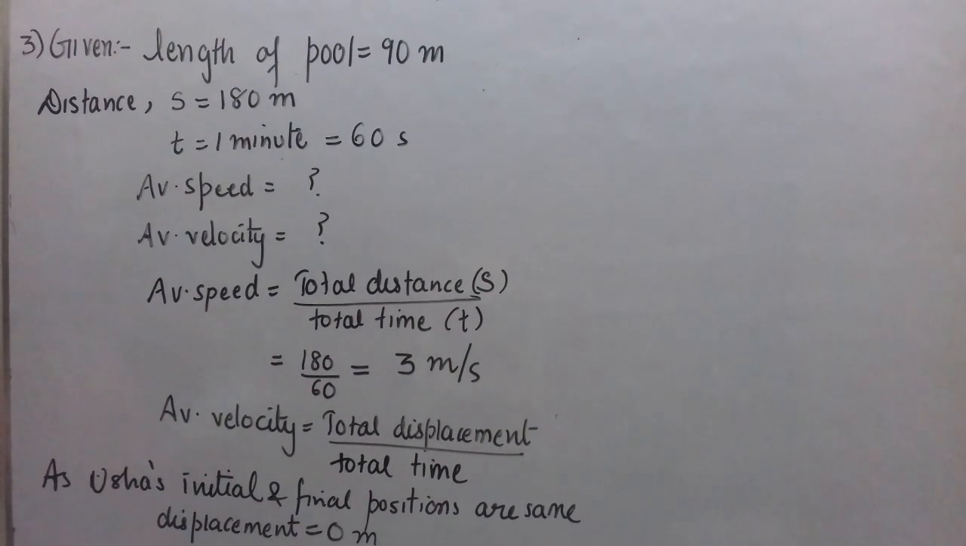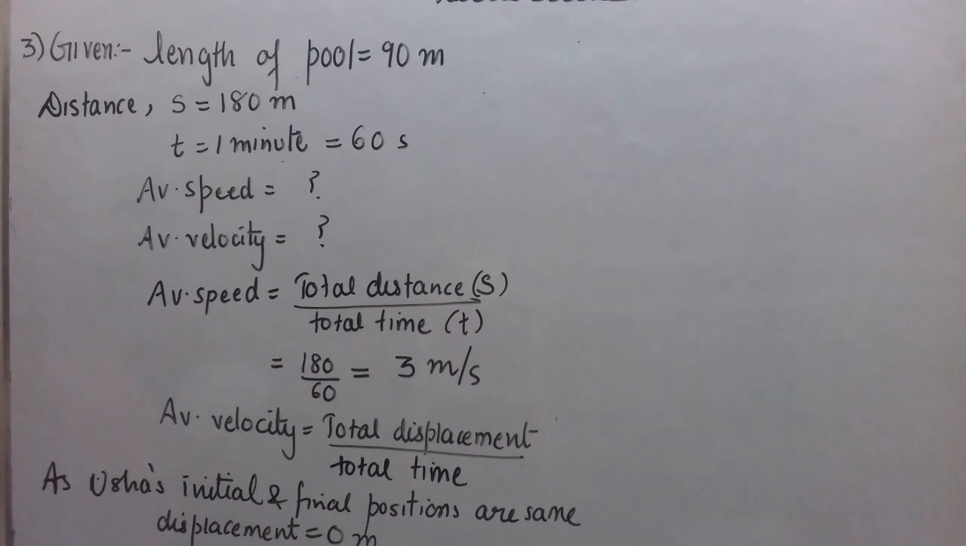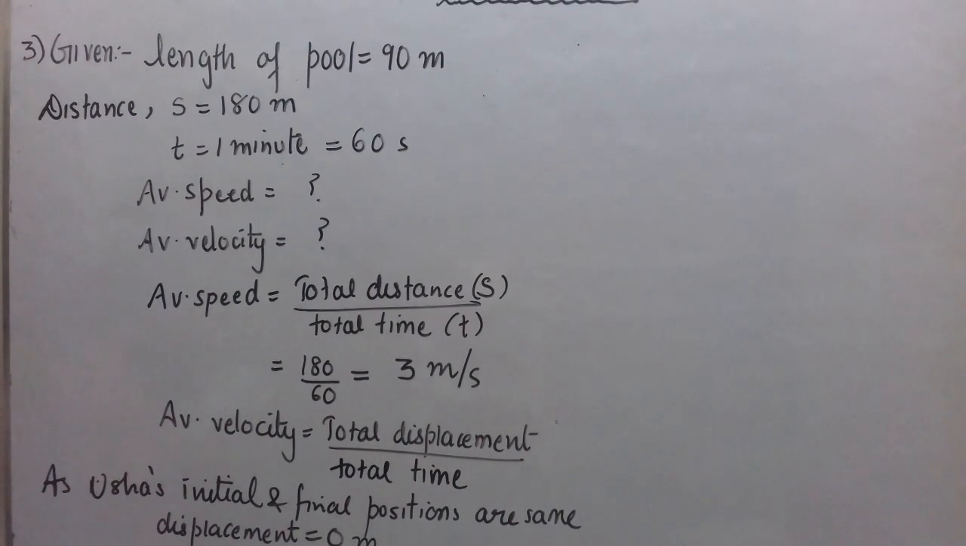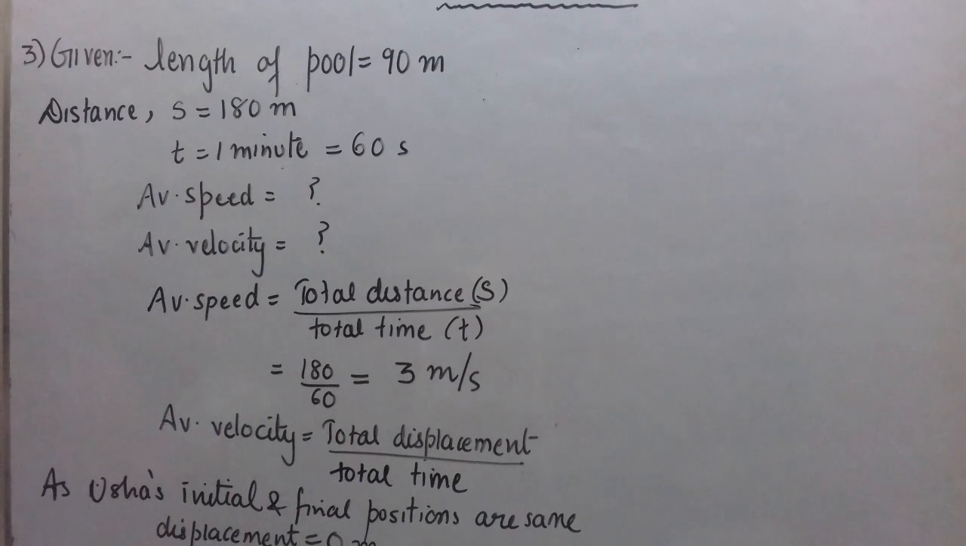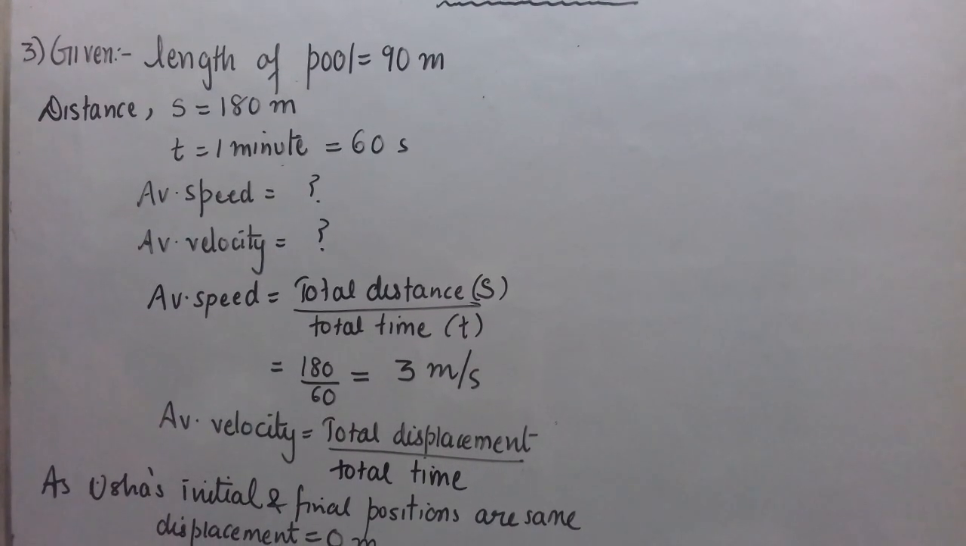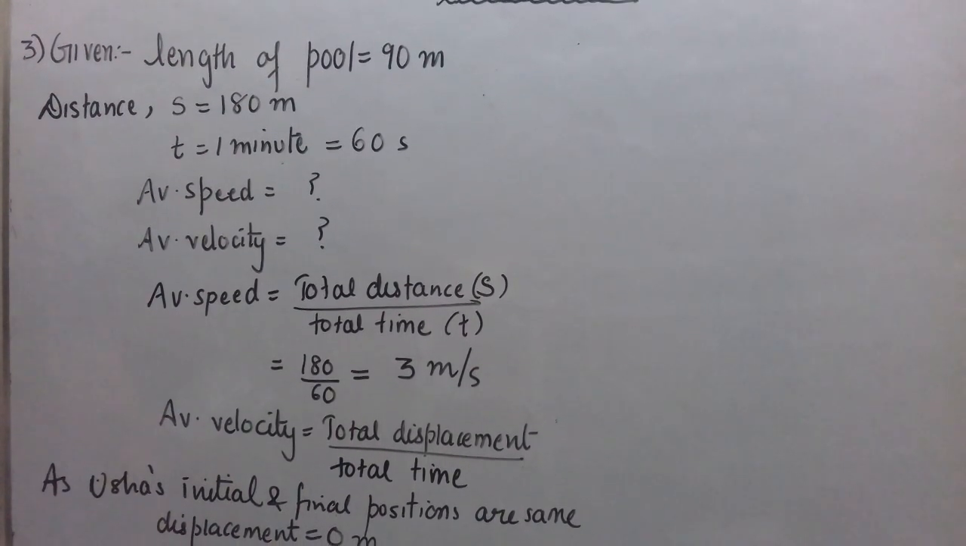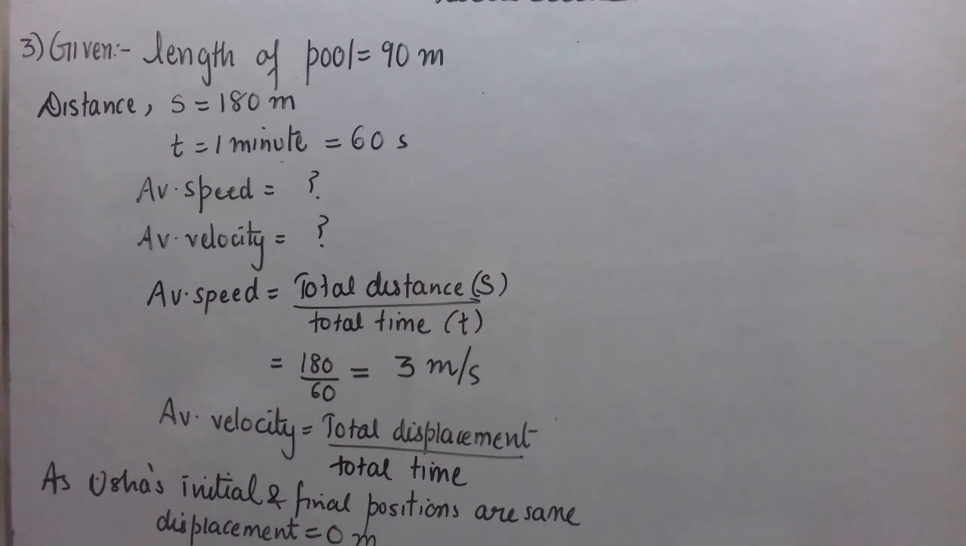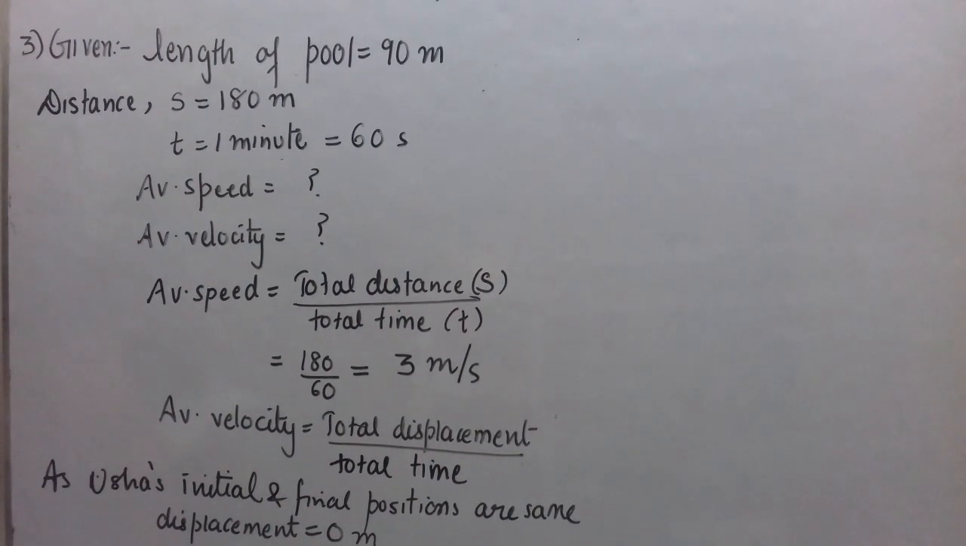Now the third numerical is: Usha swims in a 90 meter long pool. She covers 180 meters in 1 minute by swimming from one end to the other and back along the same straight path. Find the average speed and average velocity of Usha.